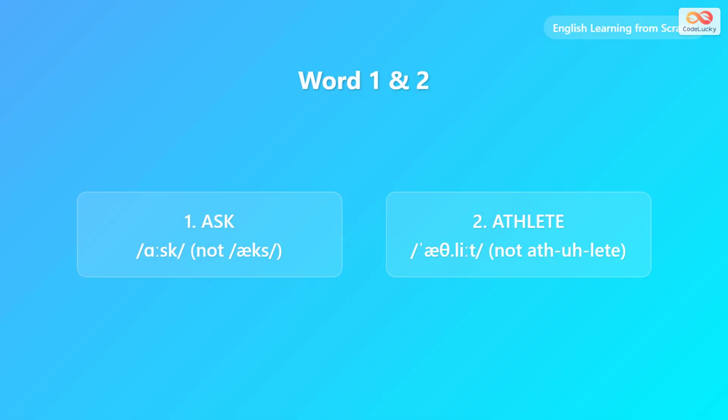Let's start with the first two words. Word 1 is ask. The correct pronunciation is ask with a long a sound, not ax as many people say. Word 2 is athlete. It has 2 syllables, ath-lete. Many people incorrectly say ath-uh-lete with 3 syllables. Remember to emphasize the th sound clearly.